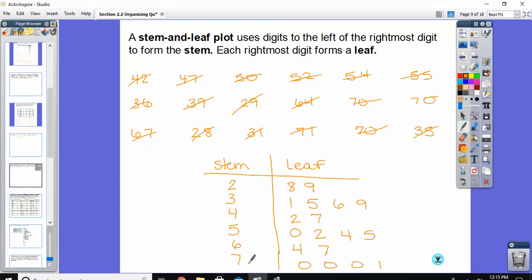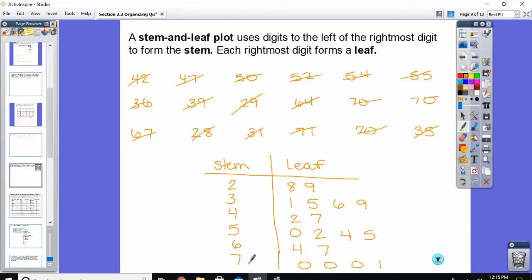The advantage of a stem and leaf plot is I could look at this and write down every single one of the original points. I know there was a 28, a 29, a 31, a 35. If I'm just looking at a frequency table, I might know that there were 2 points between 20 and 29, but I don't know what they actually were. So there is the advantage there.